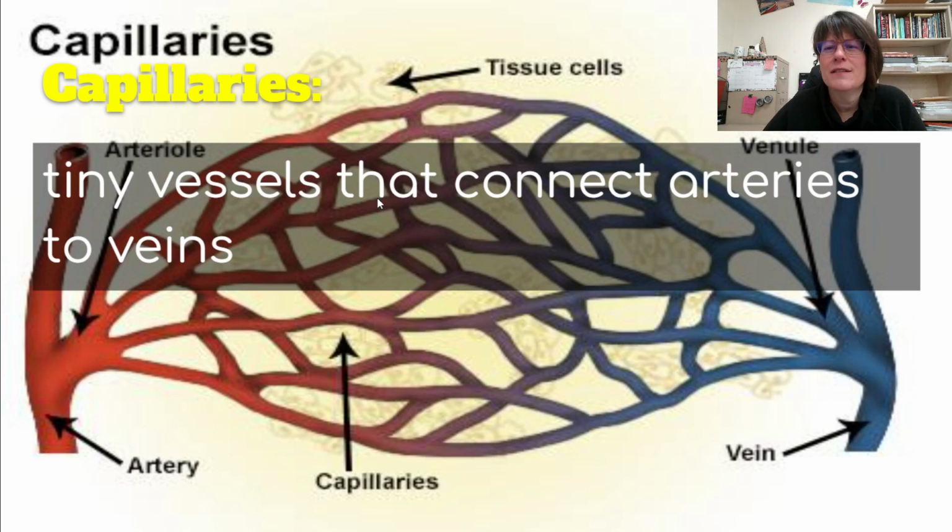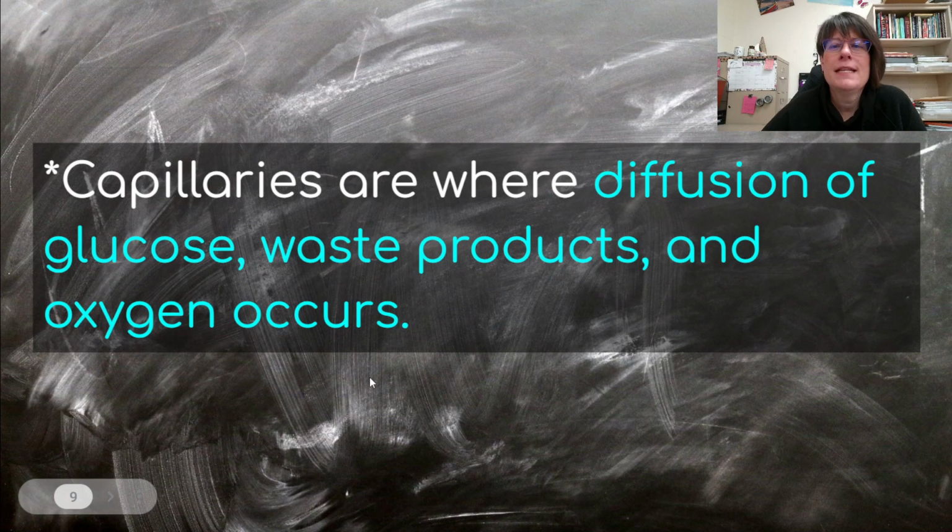And in between the arteries and the veins are capillaries. These are tiny vessels that connect arteries to veins. So we can see in this picture an artery over here, a vein over here, and then there are capillaries in the middle that surround all of the cells. So every cell in your body is touching a capillary. And the reason for that is because capillaries are where diffusion of glucose, waste products, and oxygen occurs. So in order to efficiently do that for the cells, every cell has to be touching a capillary.